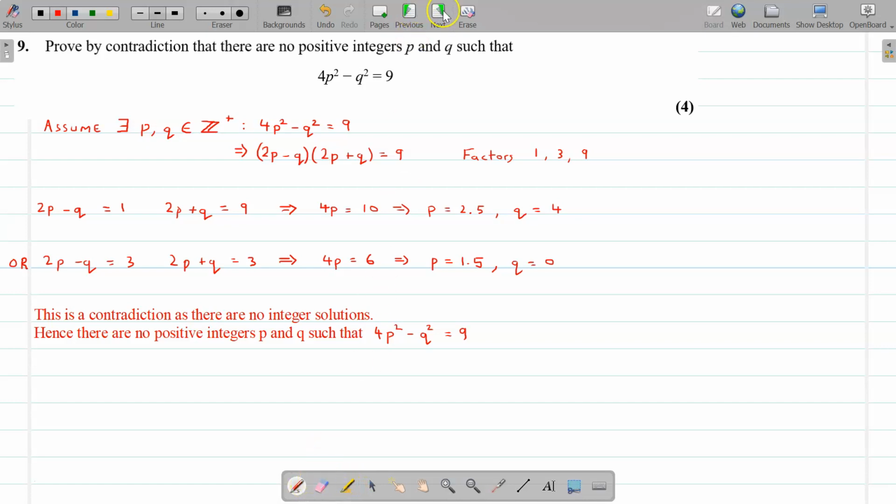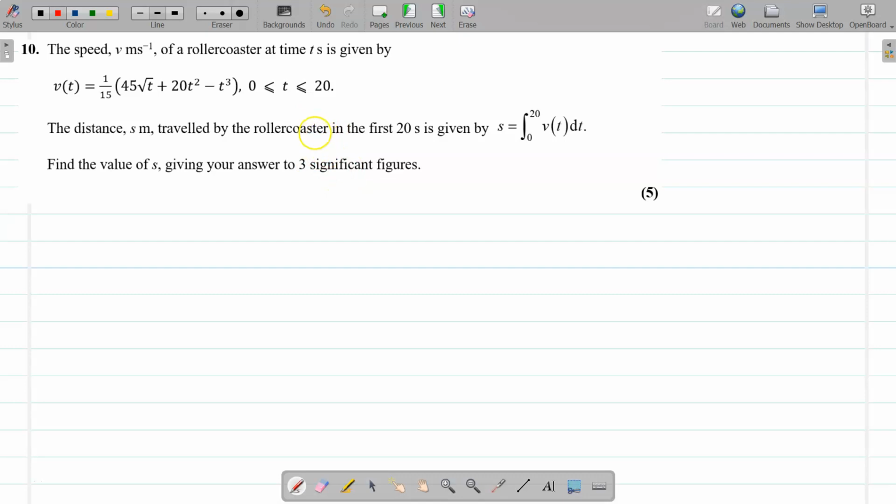Okay, next question. We have here in question 10 an integration to do. We're given the velocity as a function of time, and we're told even that the distance s is given by the integral of that, which of course it is. So let's just go about integrating it. We need to show sufficient steps to justify the 5 marks. Okay, so s equals 1/15, and I'm going to go through term by term and integrate as we move through.